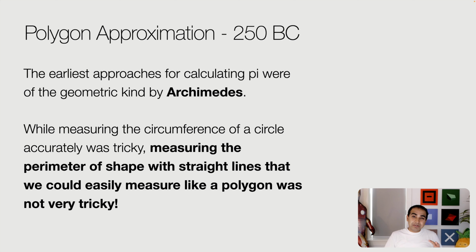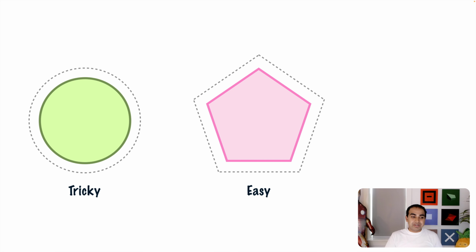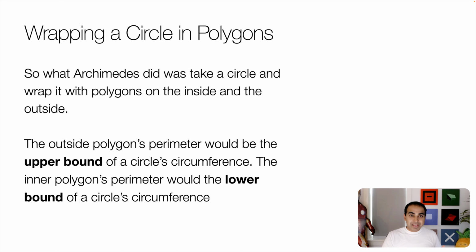But what if you could approximate the distance around the circle, the circumference, by measuring the perimeter of a shape with straight lines, like a polygon? Like what if we did something like this? Measuring the circumference is tricky, but measuring straight lines around a shape like this 5-sided pentagon is much, much easier. So what Archimedes did is take a circle and wrap it with polygons both on the inside and the outside. The outside polygon's perimeter would be the upper bound of the circle's circumference, and the inner polygon's perimeter would be the lower bound. Now, that might be hard to visualize, but that's how we have a visual.